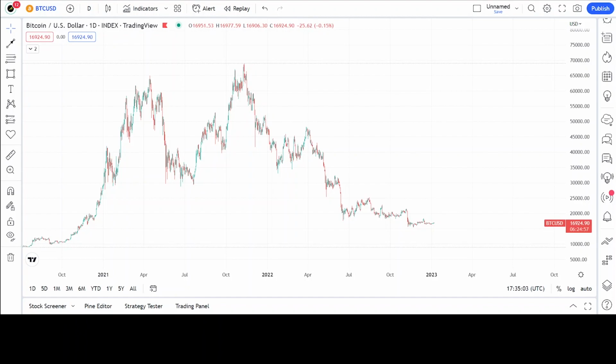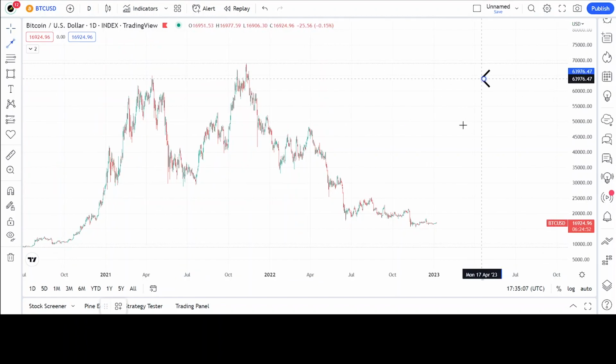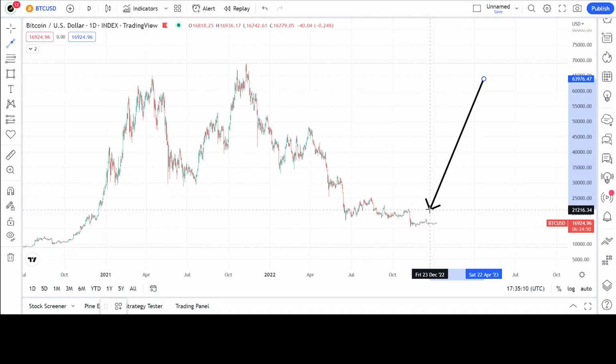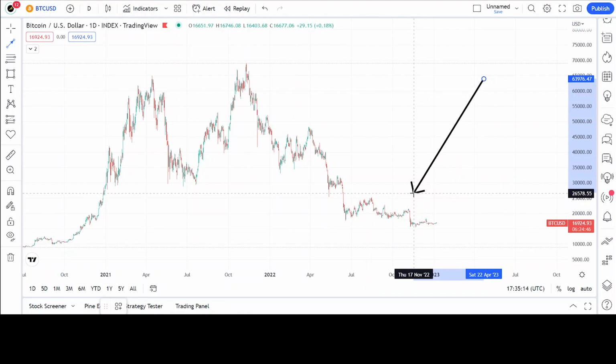So I have the Bitcoin chart open here, and I'd like to discuss what is currently taking place on this chart. Now, if you're familiar with some of my previous videos on Bitcoin, you'll know that I have discussed the two different types of structures that exist in a Bitcoin bear market. I label them pattern A and pattern B.